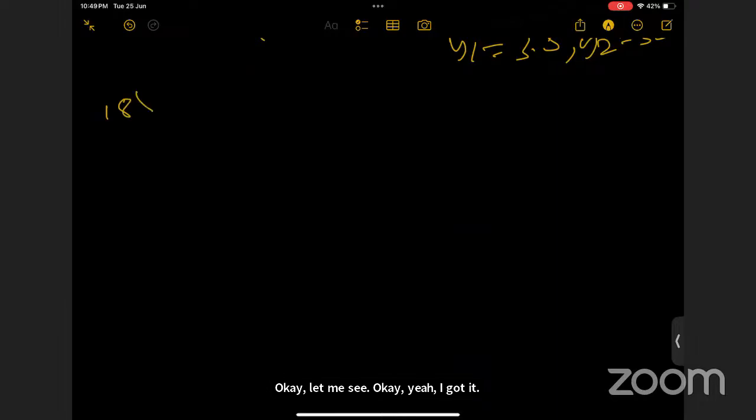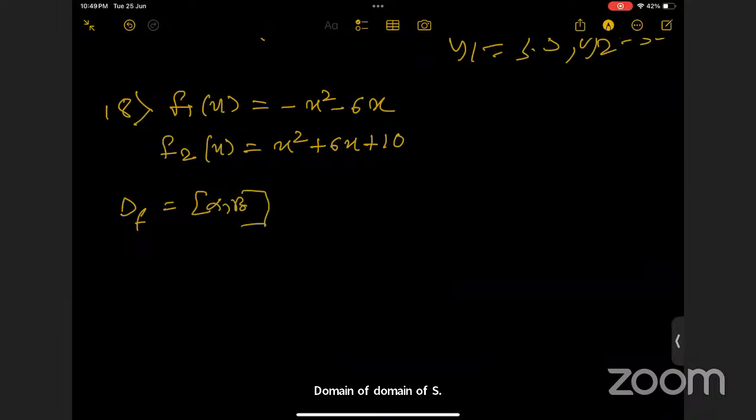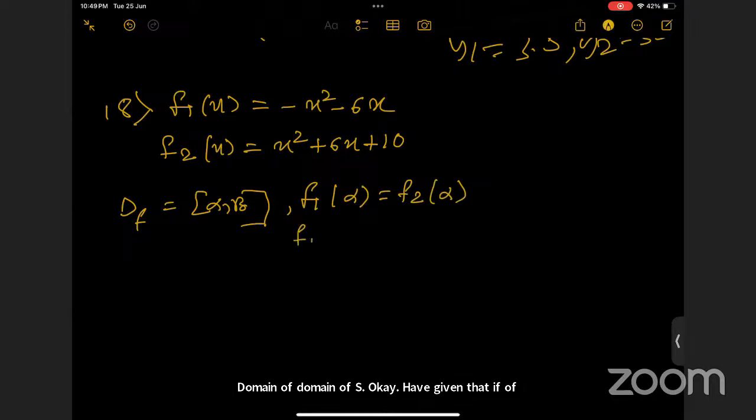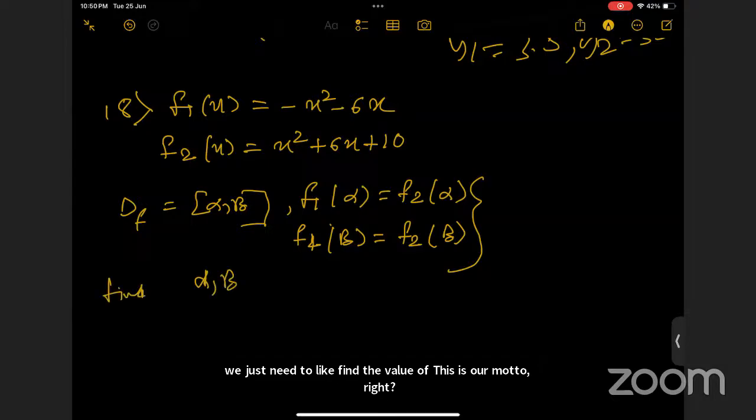Okay, so we have f1(x) equals minus x squared minus 6x, and f2(x) equals x squared plus 6x plus 10. The domain of f is [alpha, beta], and we are given that f1 of alpha equals f2 of alpha and f1 of beta equals f2 of beta. So we need to choose the correct domain of f. That means we just need to find the values of alpha and beta. This is our motto: find the values of alpha and beta.